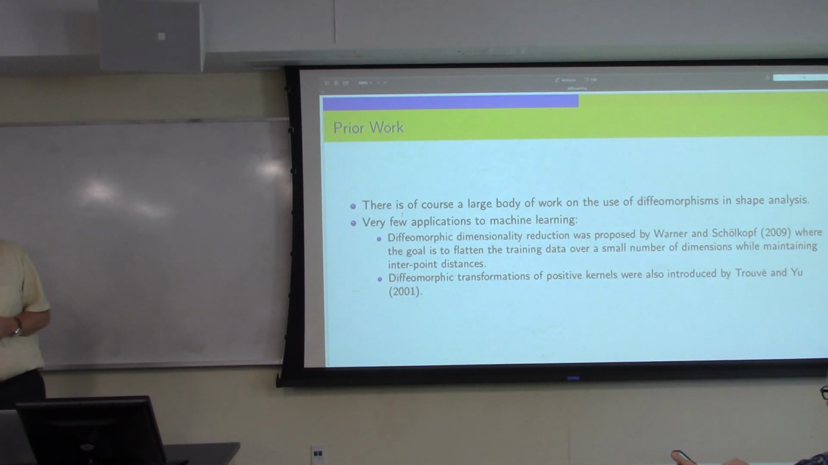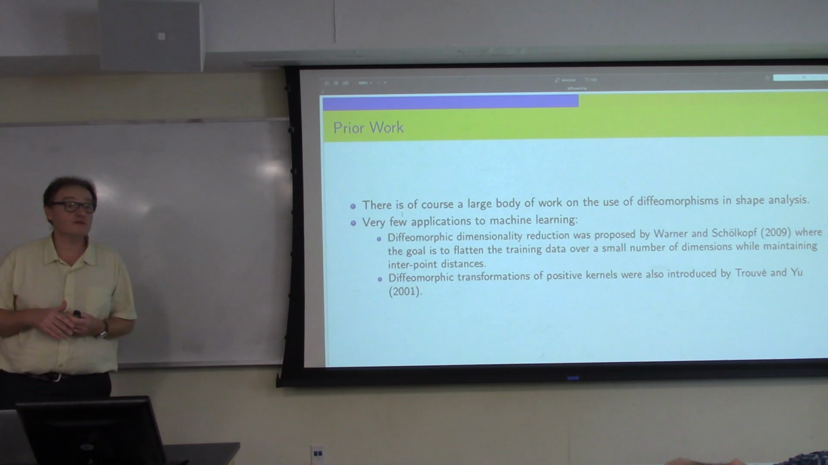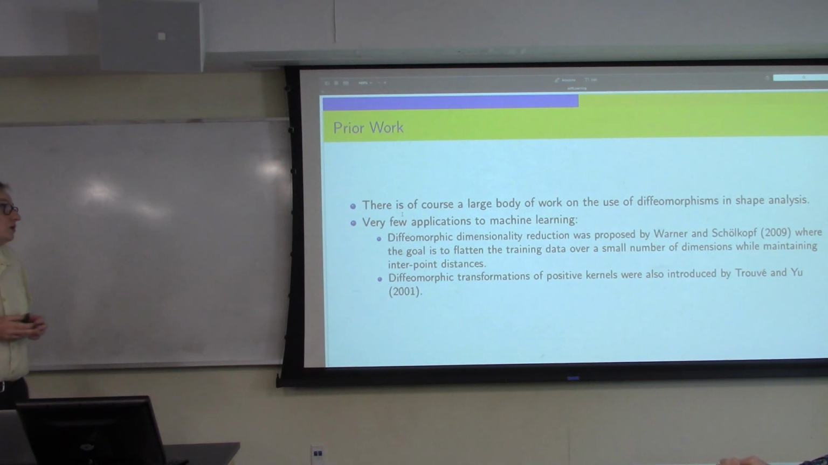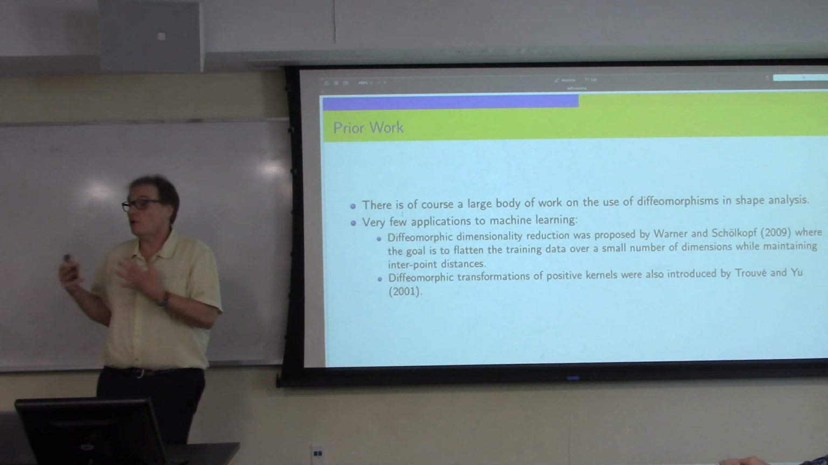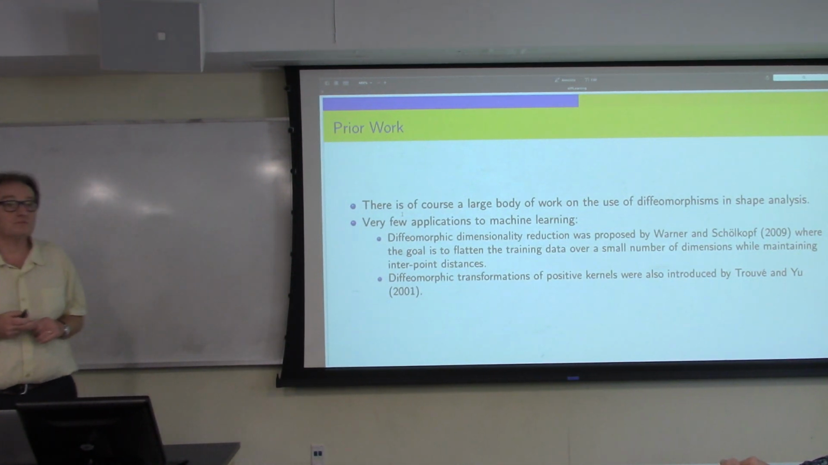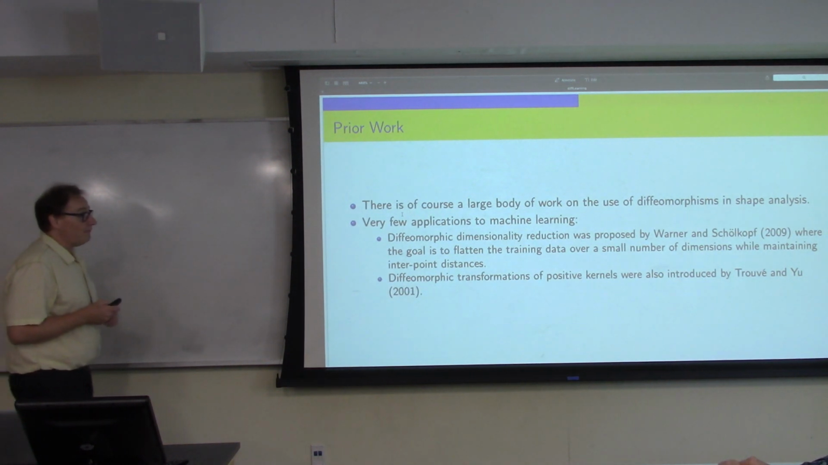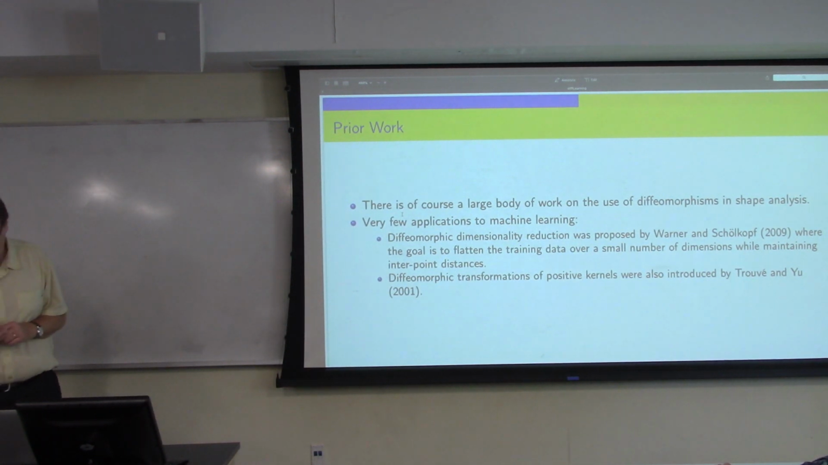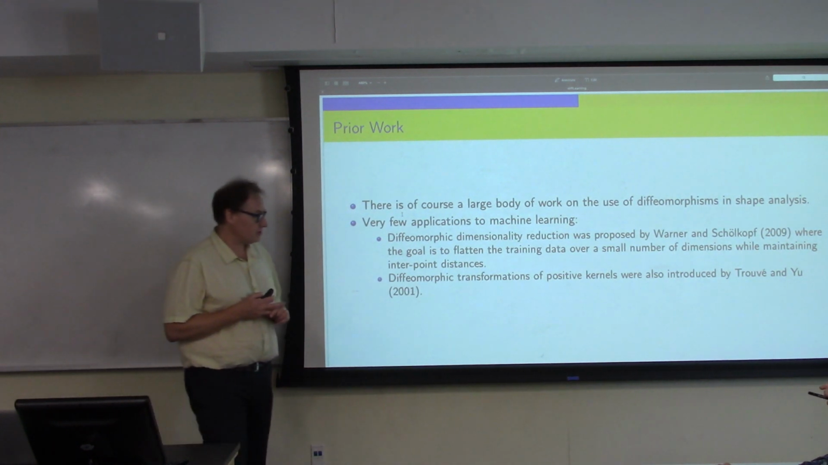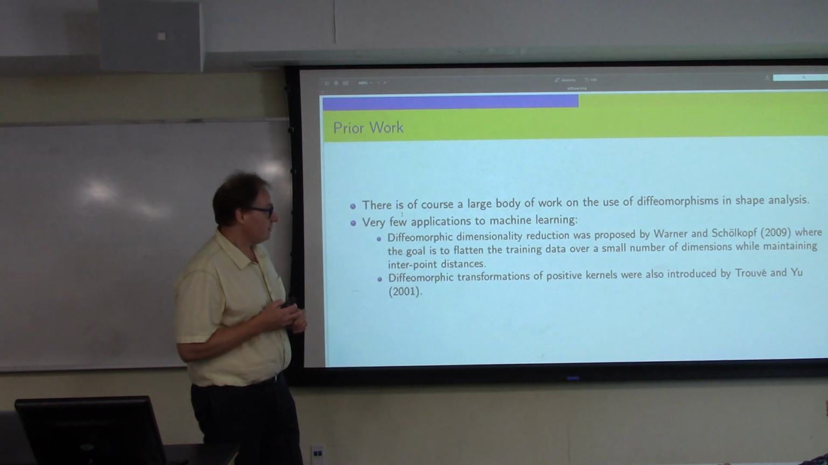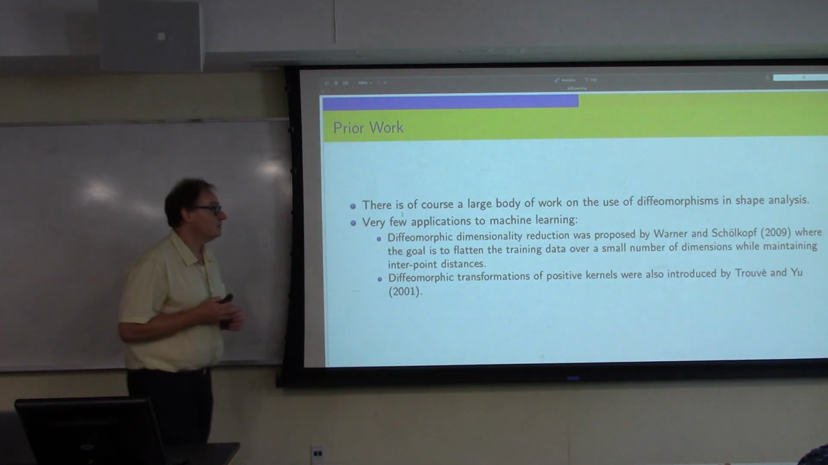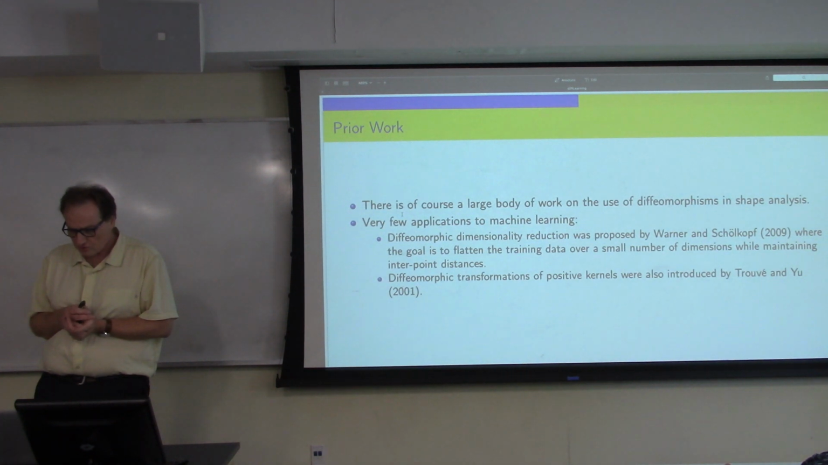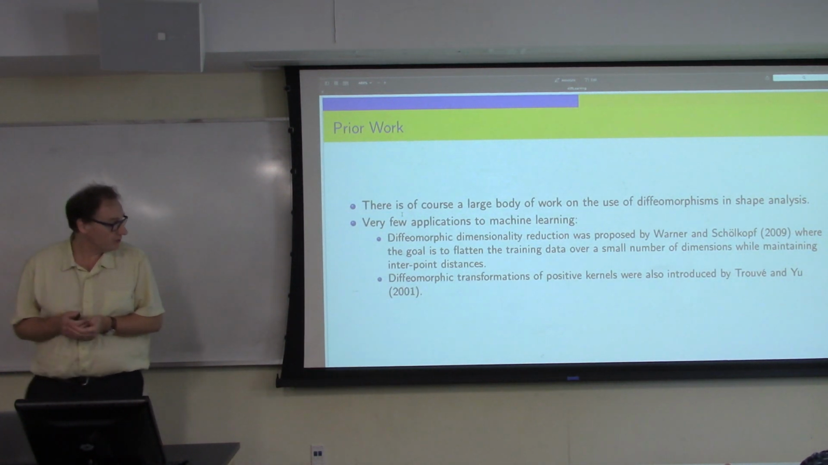People, especially people in this university, have been using diffeomorphism as a tool to perform shape analysis for a long time now. It could be more than 20 years. And diffeomorphic transformation is actually a powerful tool to analyze shape, because it's probably a very natural way to move from one shape to another. There has been a few applications to machine learning, two that I know of. So one in 2009, which is probably the closest to what I'm going to propose, which was called diffeomorphic dimensionality reduction, written by Warner and Scholkopf, and one which is a more linear, a linearized approach, introduced by Trouvé and Yu in 2001.